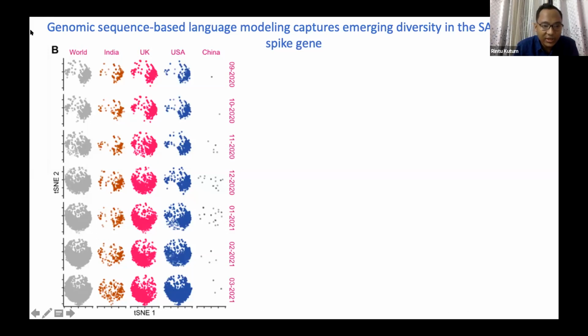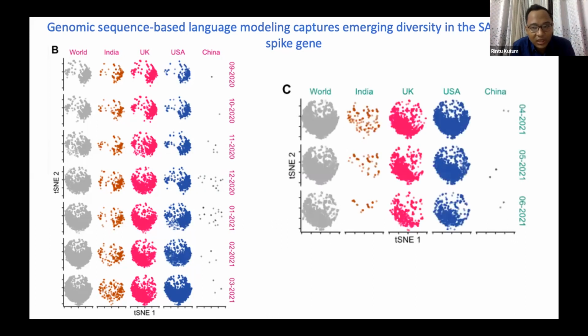So this is the latent dimensions we learned during the training period, and when we predict for the coming months, here for April to June, we clearly see huge diversity changes, for example in the case of the UK. Initially there was a lot of points in the top right-hand corner, which represent SARS-CoV-2 sequences. That is now clearly moving to the lower part of the plot.